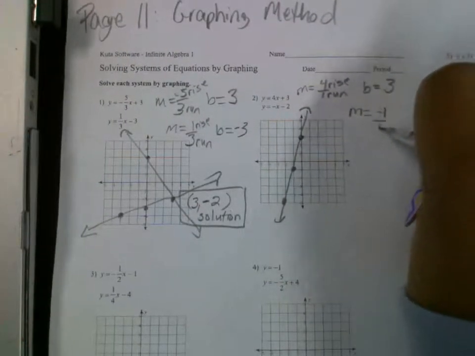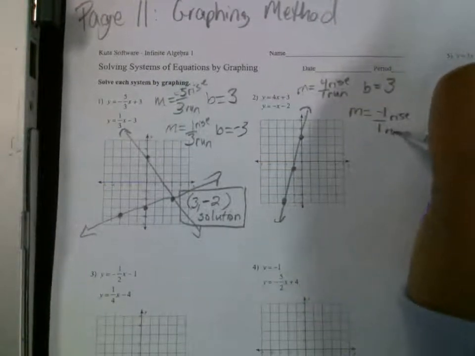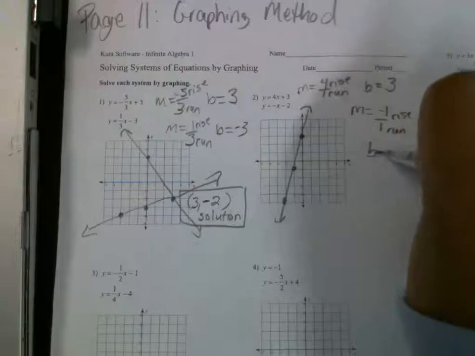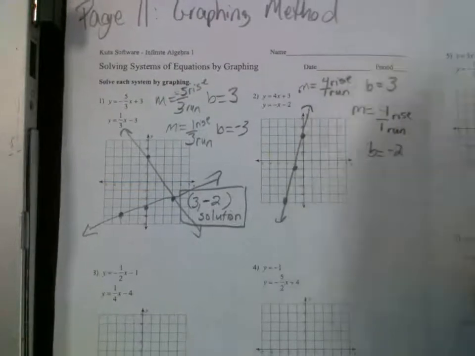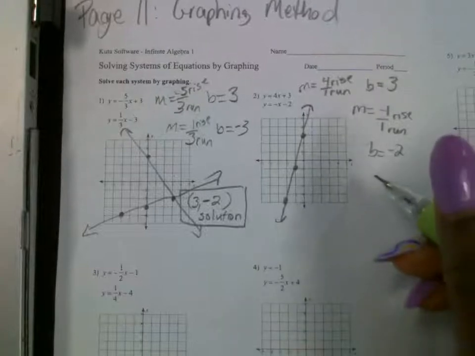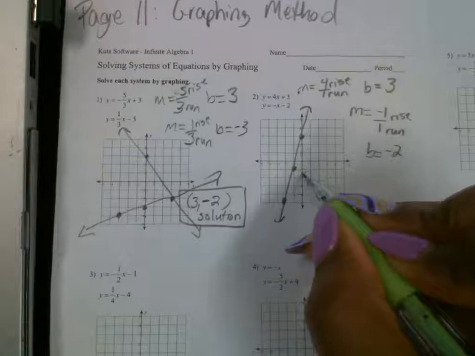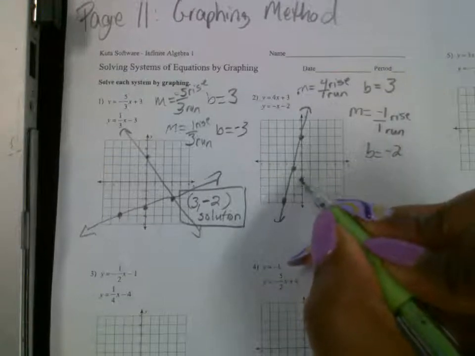-1/1. Top number is your rise. Bottom number is your what? Run. What's your B? -2. It's -2. Make sense? Yes. Okay, so now how do you graph that? Where do I start? -2 on the Y. That's down 2 from the origin. This is where I start.